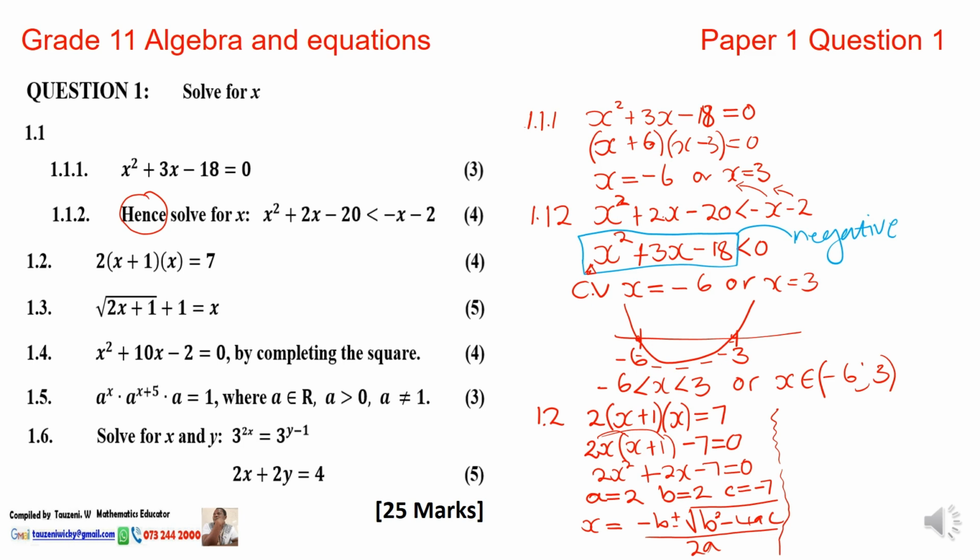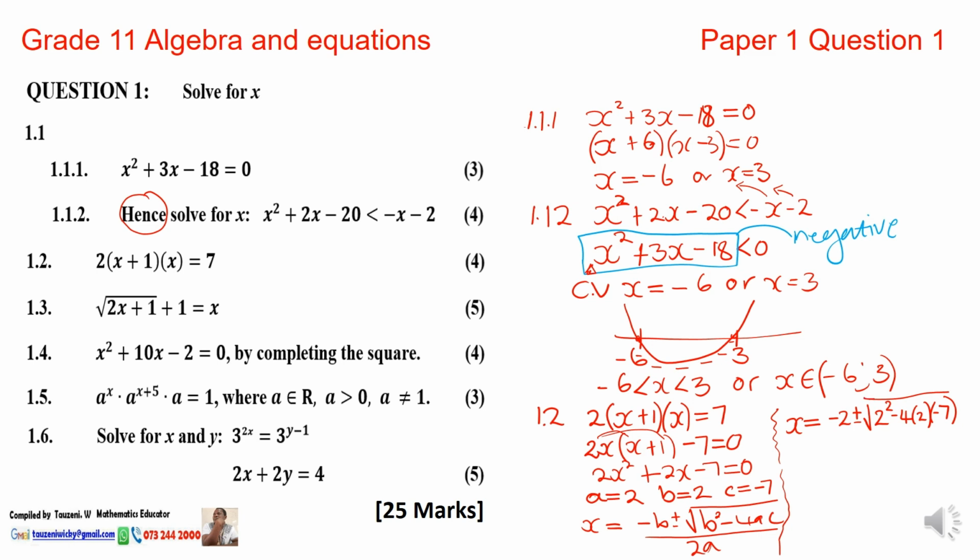So I can therefore say my answer will be x is equal to minus b. b is 2, so that would be minus 2 plus or minus the square root of 2 squared, minus 4 times a, where a is 2, and c is negative 7. Then this is all over 2a.